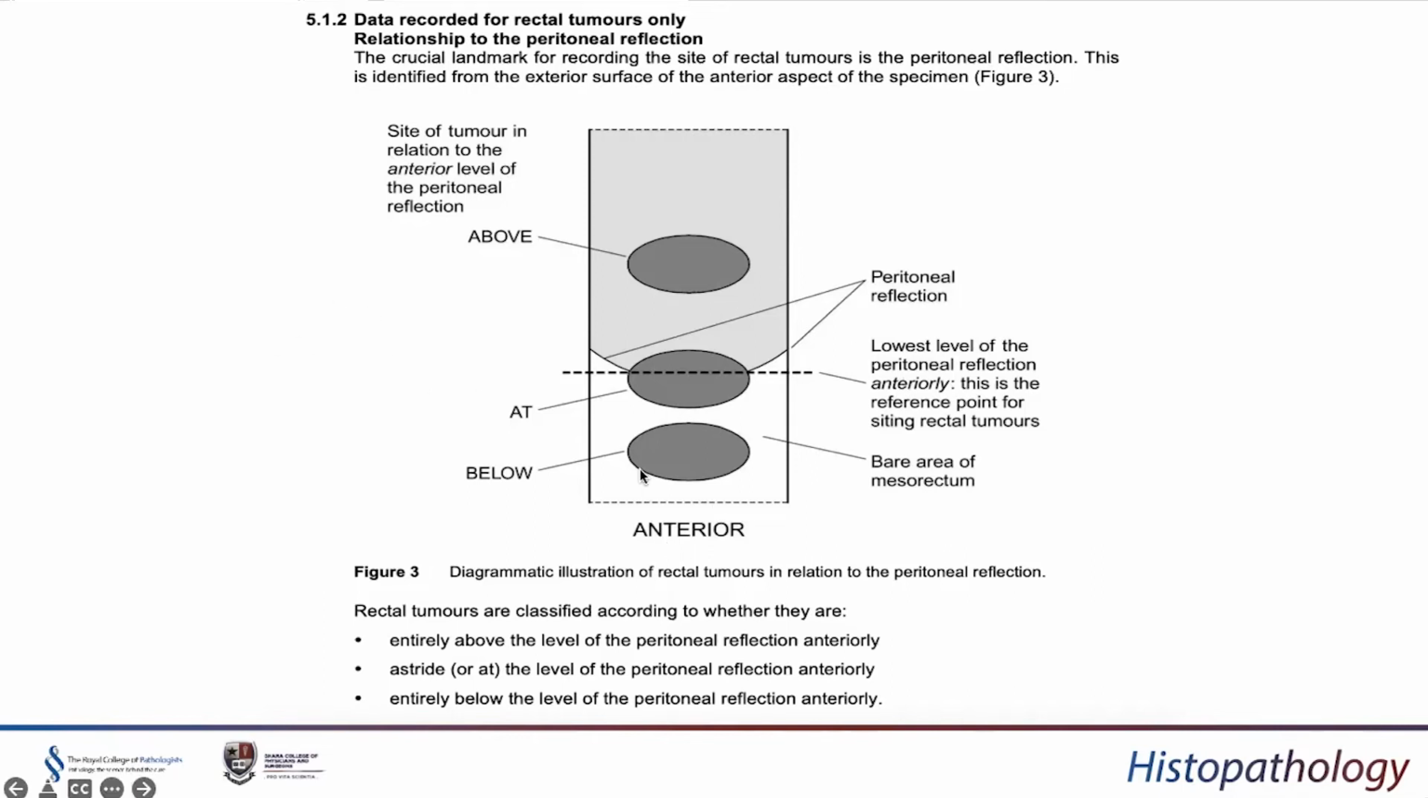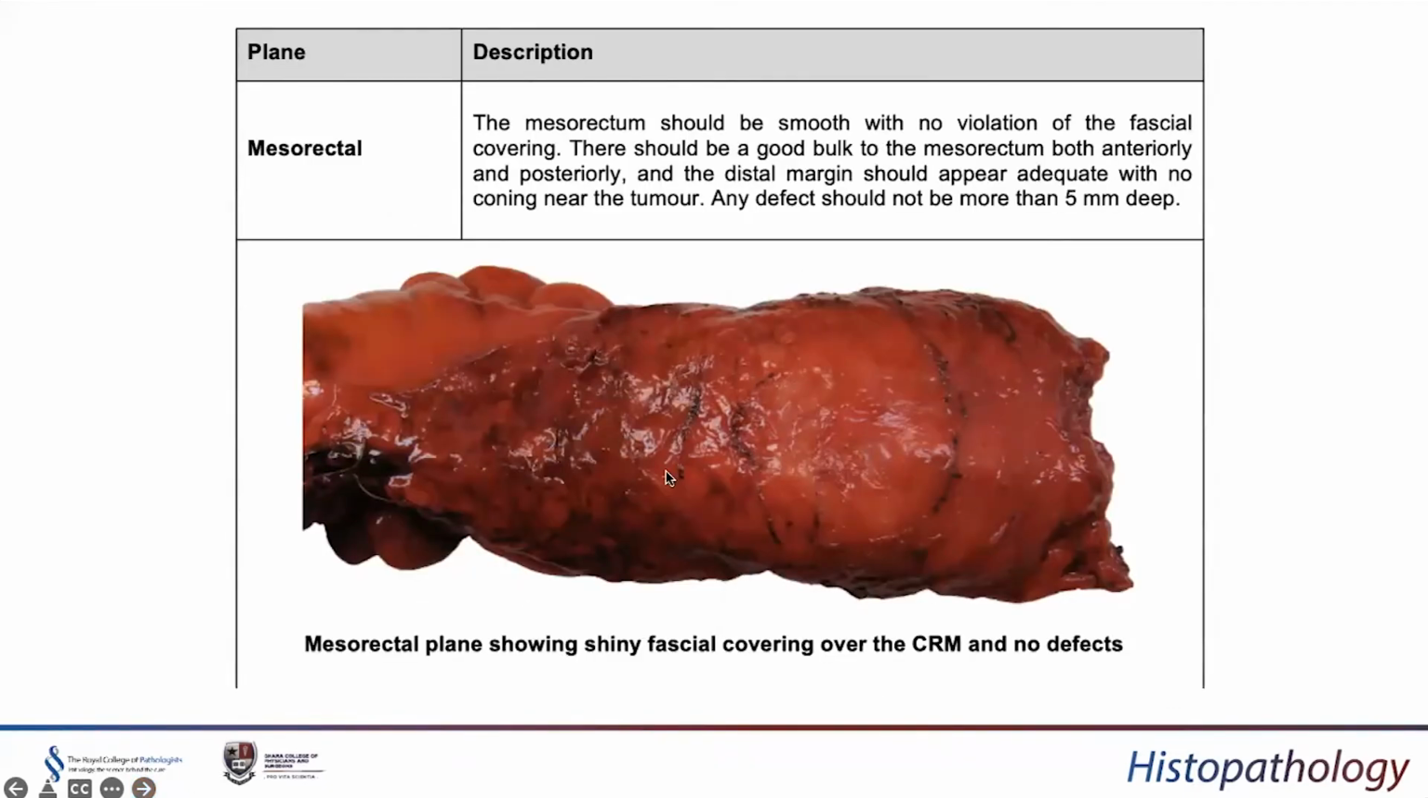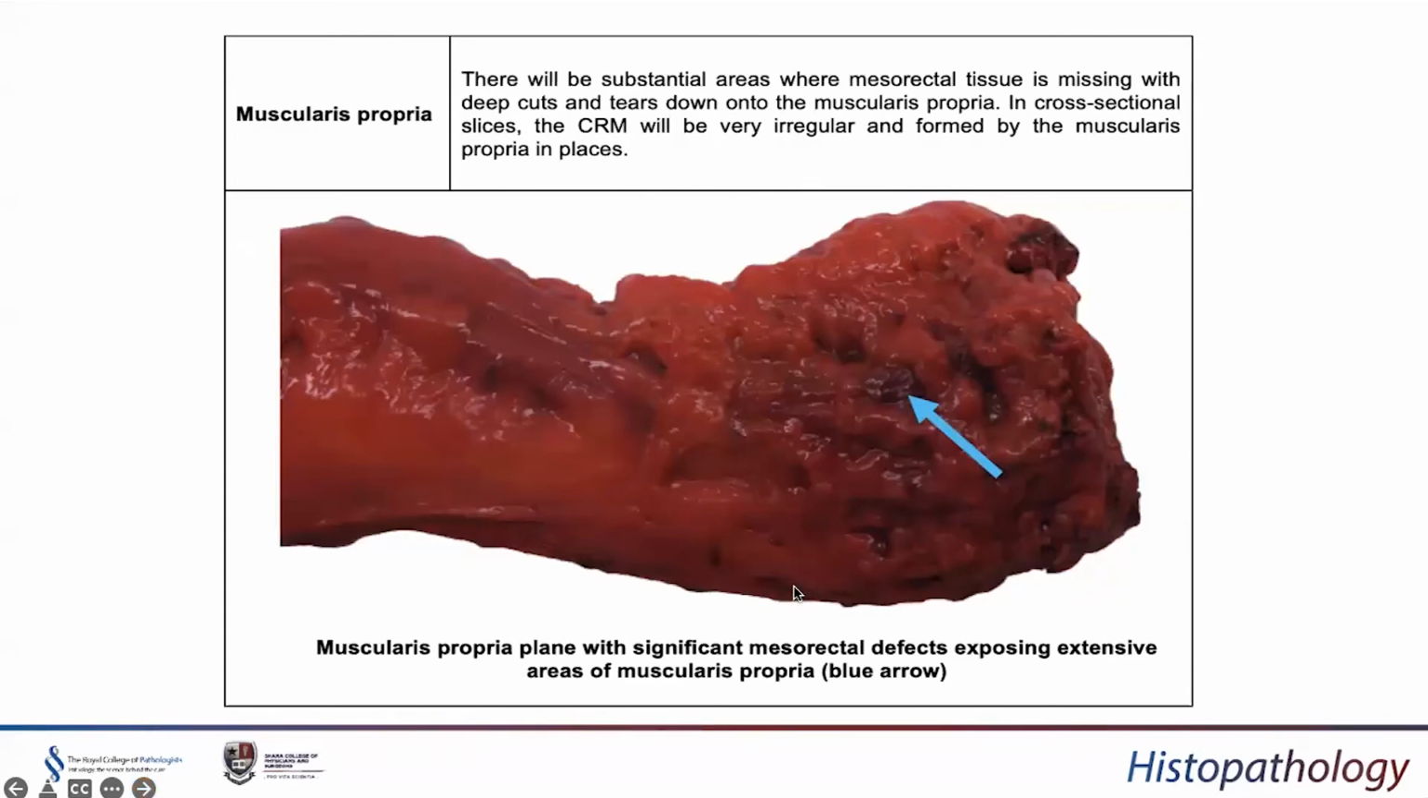So this is a nice example of the tumor site and the classification of the position of the rectal tumors. And then this is an image of the plane of excision. So what a mesorectal plane of excision looks like, with that shiny fascial covering over the circumferential resection margin. There are various different pictures with the muscularis exposed, etc. That can be really good, again, for consistency, making sure everyone's interpreting the appearances in the same way. And so it's an example of muscularis propria with defects. This is really, really helpful in daily practice.